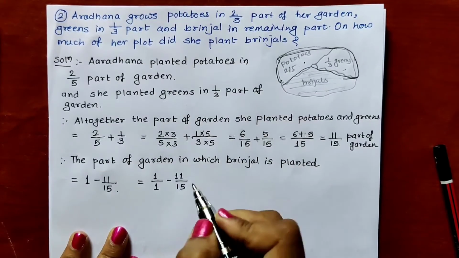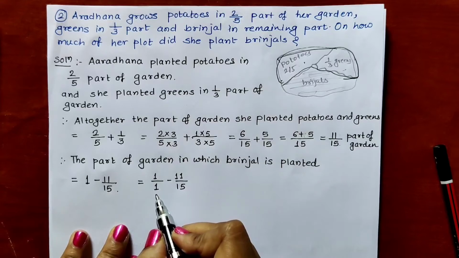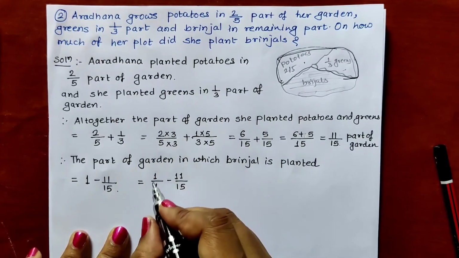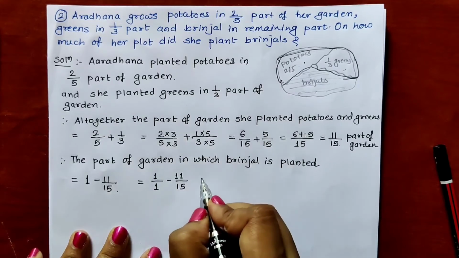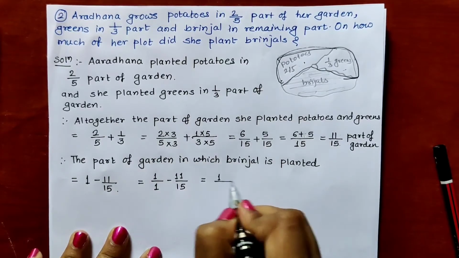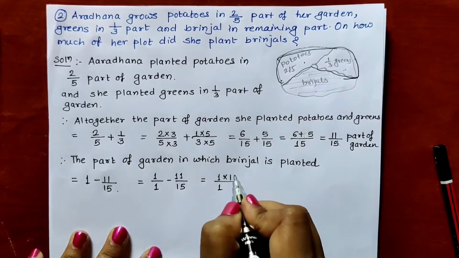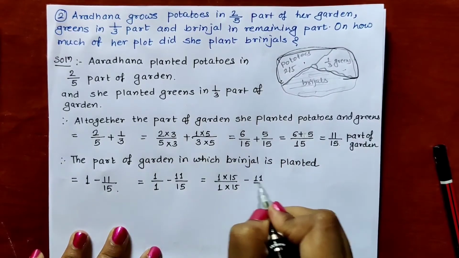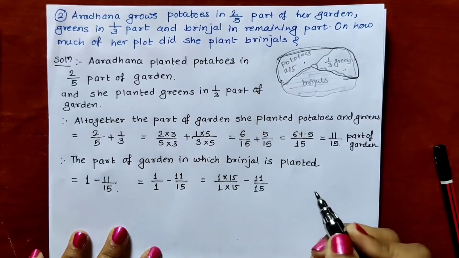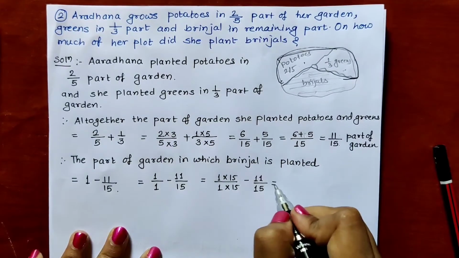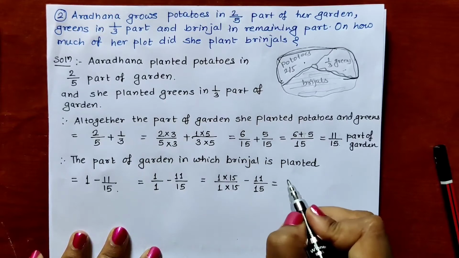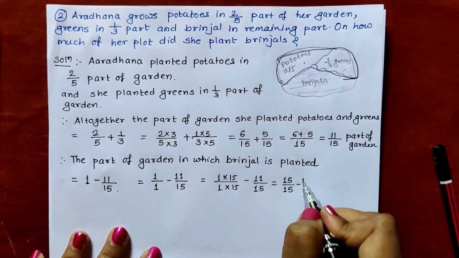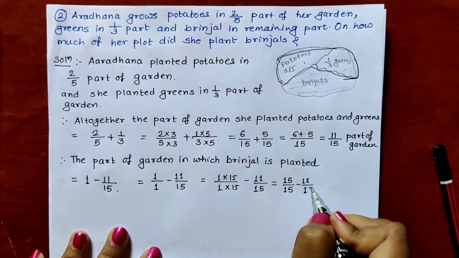How to solve? Now here the denominator is 1. Here the denominator is 15. We have to make the denominators equal. That means we will have to multiply the first fraction by 15. So let us multiply 1 upon 1 by 15. Minus 11 upon 15 we will write as it is because 15 is there already. So 1 into 15 is 15 and 1 into 15 is 15, minus 11 upon 15.